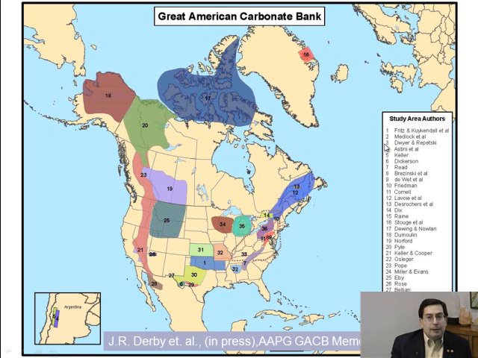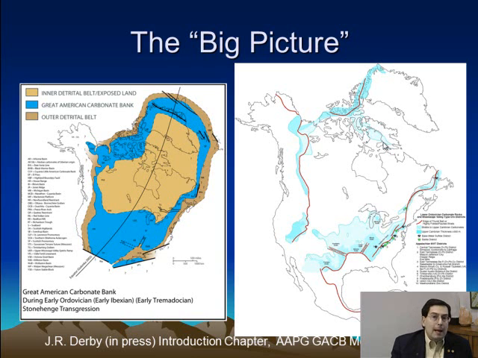The volume that's in preparation has about 30 chapters on local areas, and you can see how far-ranging these chapters are. The big picture, as I like to call it, is we can see in the middle of the midcontinent of North America what I call the breadbasket, in the light blue area, but it's clear that the extent of the carbonate bank goes far into Canada and also into Greenland.